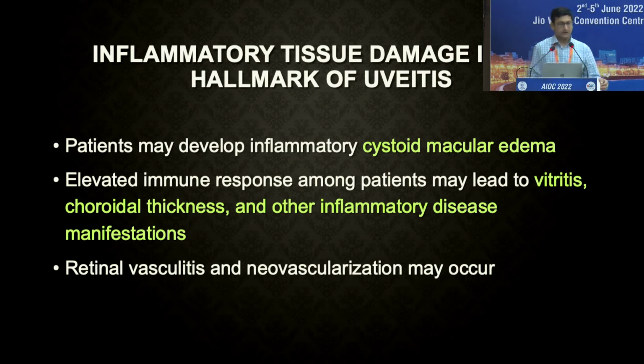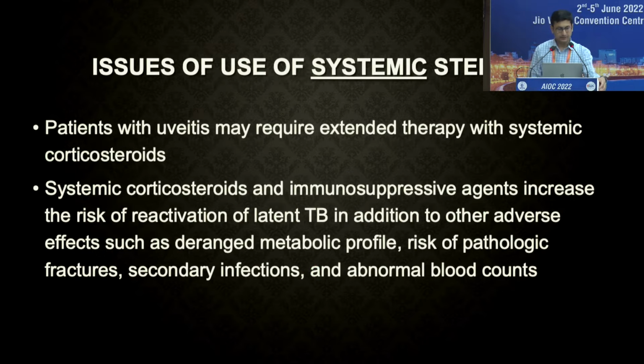We all know the hallmark of uveitis is inflammation of the posterior segment, especially that's what mostly concerns us all, because these patients can often develop inflammatory cystoid macular edema. Apart from that, they can have other manifestations, which we have all seen in beautiful photographs from the previous talks. There could be vitritis, choroidal thickening and other inflammatory manifestations. Now, two important entities that can happen are retinal vasculitis and neovascularization.